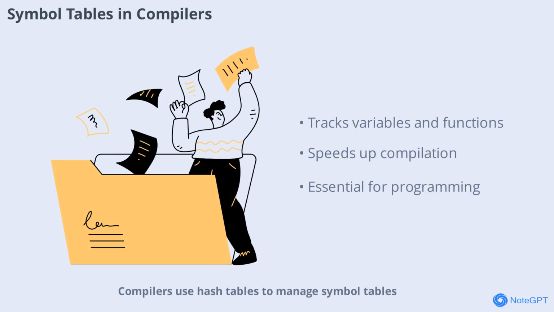Compilers use hash tables to manage symbol tables, which keep track of variables and functions in a program. When compiling code, the compiler needs to quickly look up information about each symbol. Hash tables make this process fast and efficient, helping compilers translate code into machine language without delays. This is just one more example of how hash tables power essential software tools.